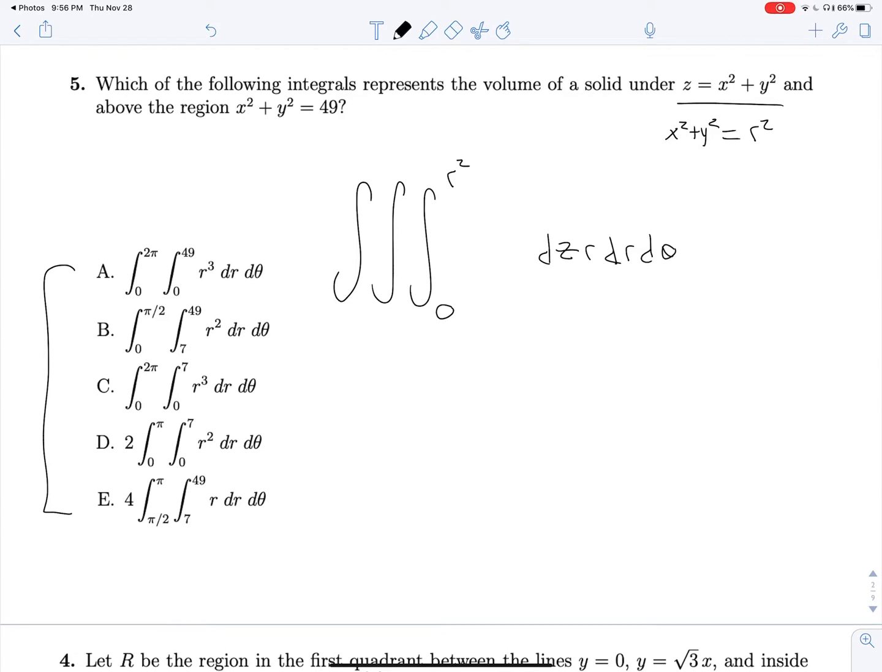Okay, great. Oh, sorry, I called that thing a cone. It's not a cone. It's a circular paraboloid, or an elliptic paraboloid. The tests have called it different things over time.